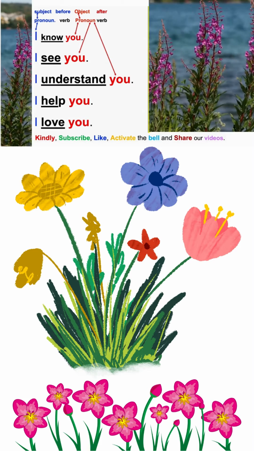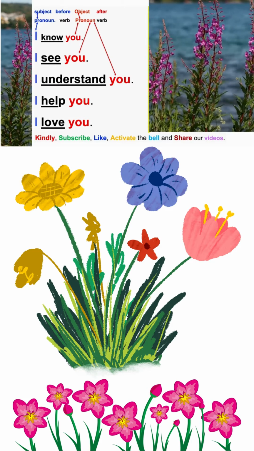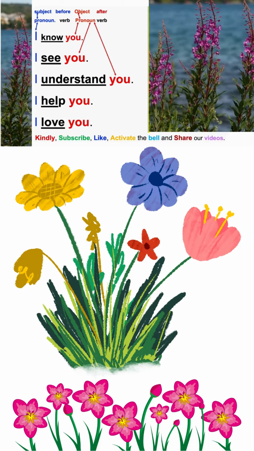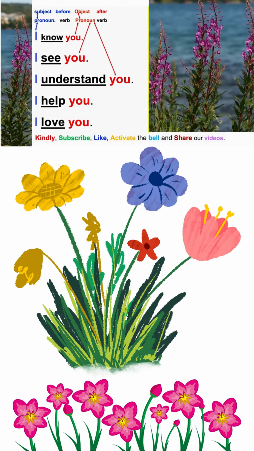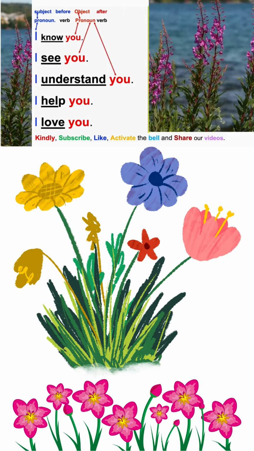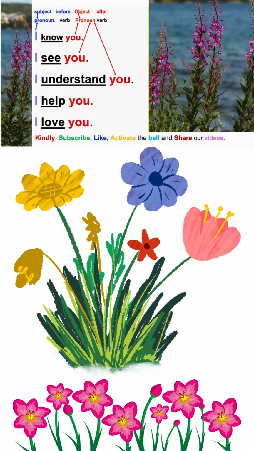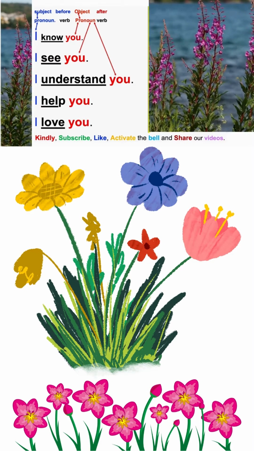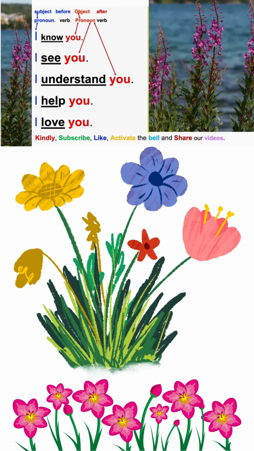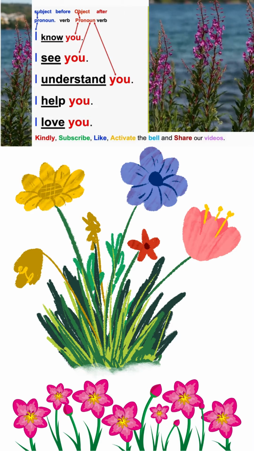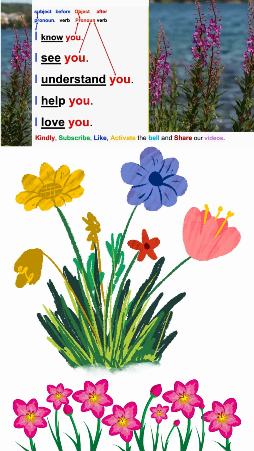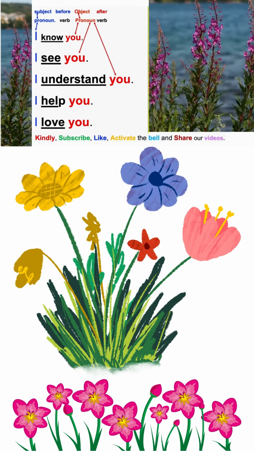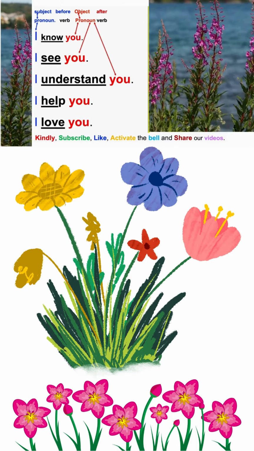I, which is subject pronoun, know, the verb, and you, object pronoun. So the sentence is, I know you. The second sentence, I see you. The third sentence, I understand you. The fourth sentence, I help you. The fifth sentence, I love you. So in this slide we have I, subject pronoun, and you, object pronoun. Let's see the same sentence in the negative form.